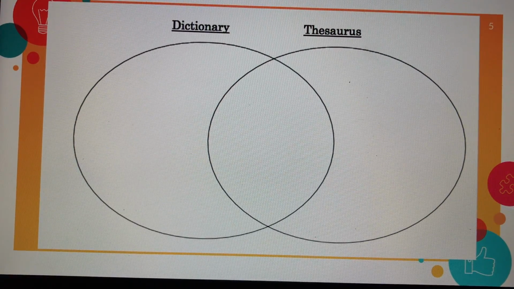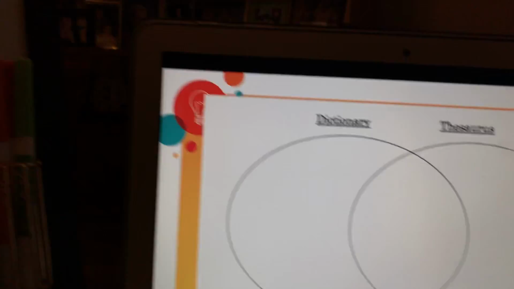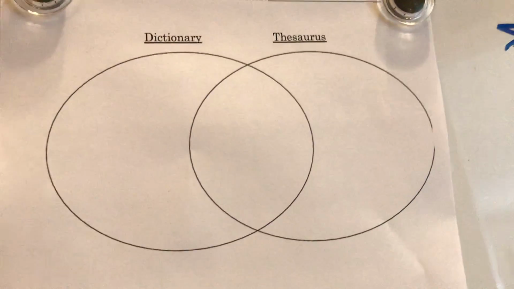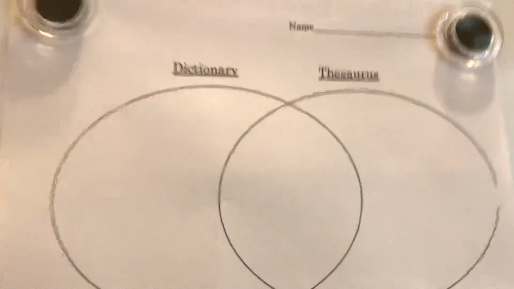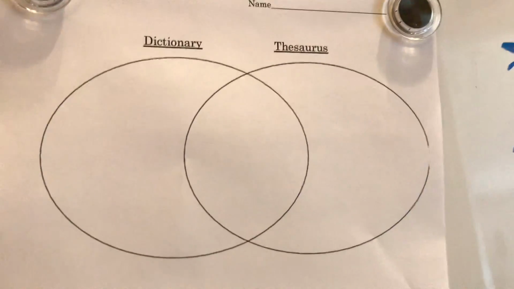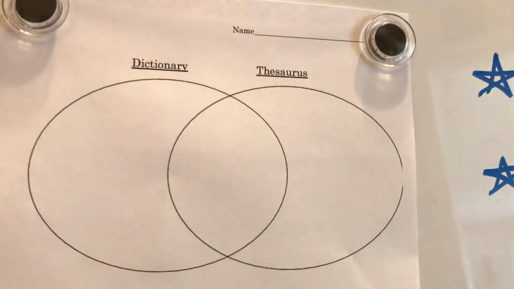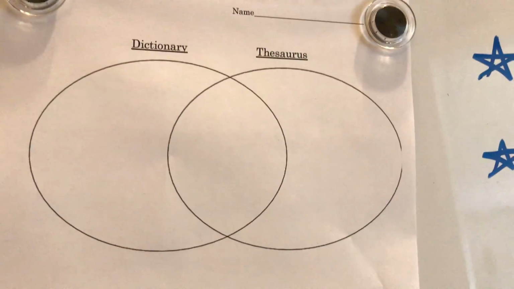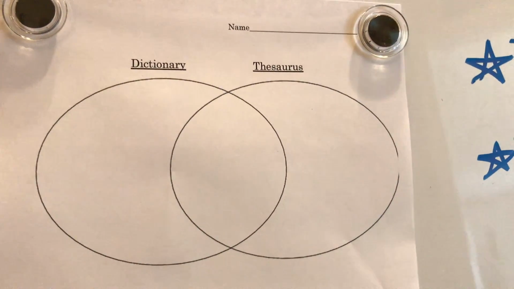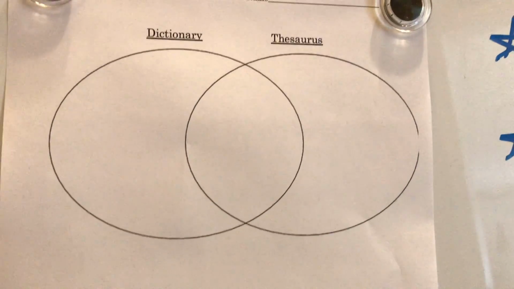Okay. So if we go over here, Miss T has a copy up here. This is a Venn diagram, and I know a lot of you know Venn diagrams. They are graphic organizers, and I know you have used them in your classroom, and your teachers have used them. It helps organize information, helps you tell the difference between different things. And here we have dictionary and thesaurus. So let's think about it.